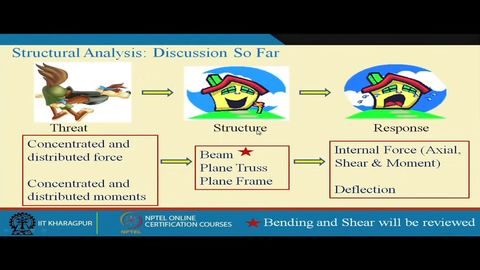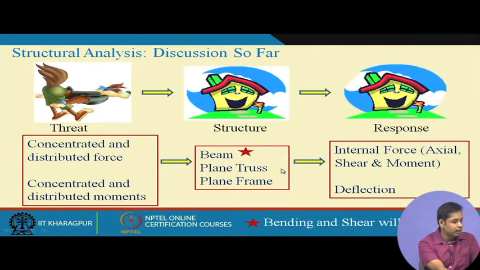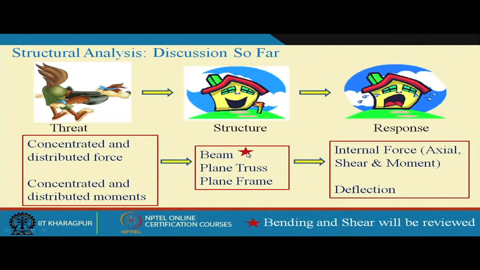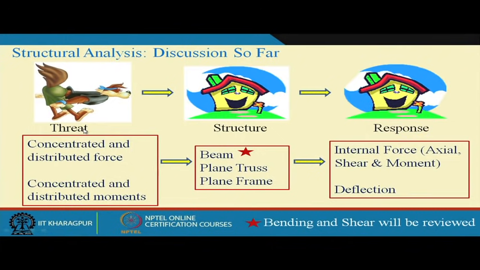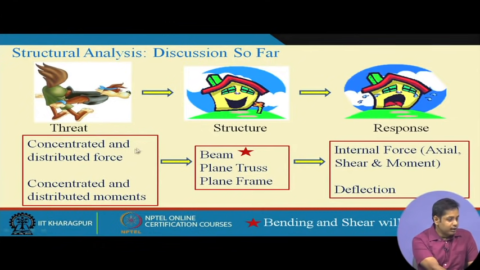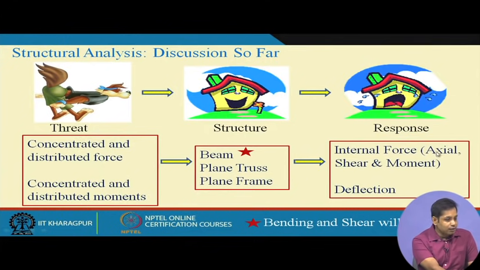Now, we will be discussing in this course two different idealizations. One is plane truss and plane frame. The concept of beam is also important, so we will also review the concept of beam. As far as idealization of threat is concerned, we discussed that any threat can be translated into concentrated and distributed force or concentrated and distributed moments. So, structure, plane truss and plane frame, subjected to this. And then the response we will be looking for is internal force and deflection, internal force from safety point of view and deflection from serviceability point of view.